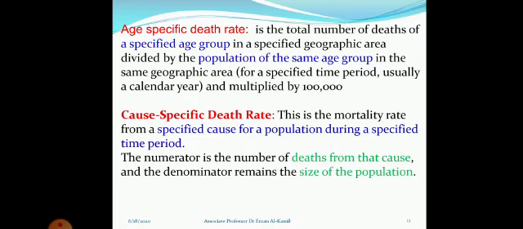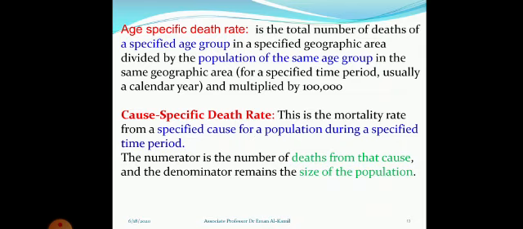Age-specific death rate is the number of deaths of people at a specific age group divided by the total number of that age group multiplied by 1000. So all the previous rates are regarded as age specific because they are classified according to age. And also we can take it at any age group, such as for elderly people or geriatric people.